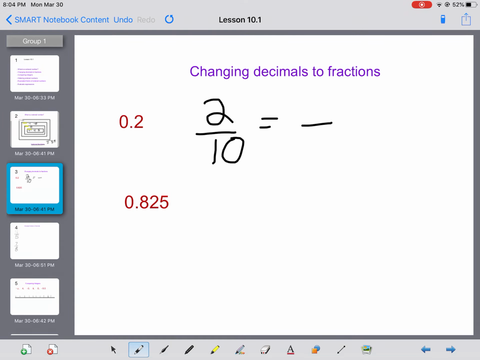What number can I divide 2 and 10 by? I can divide 10 by 2 and I get 5. What I do to the bottom, I must do to the top. So I divide it by 2. So I can do the same thing over here and I get 1/5. Okay, so that's from a decimal to a fraction.